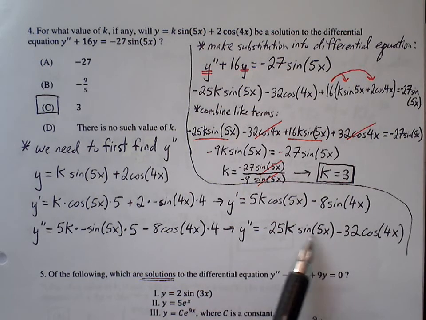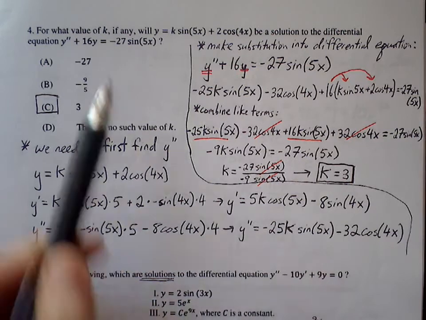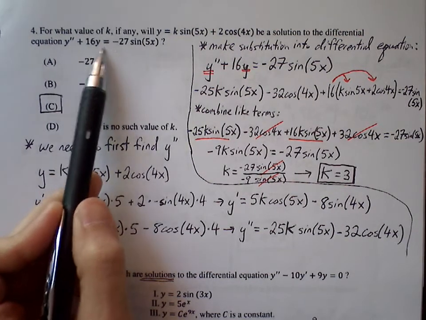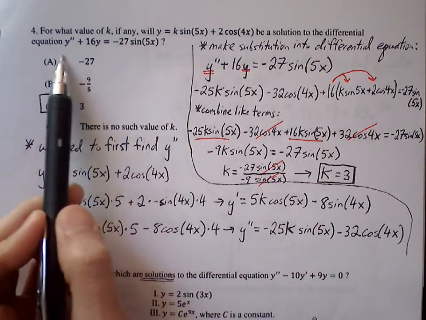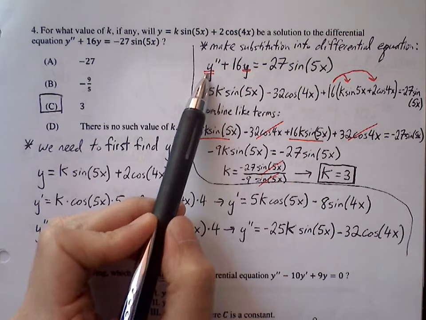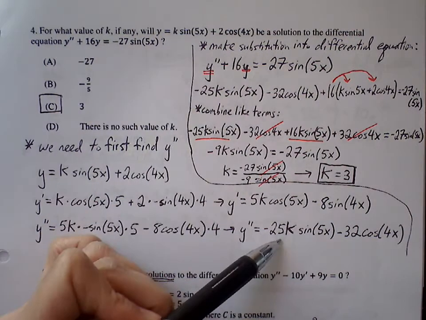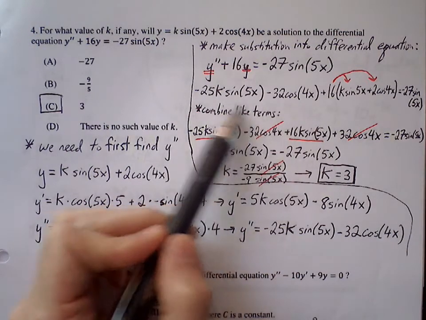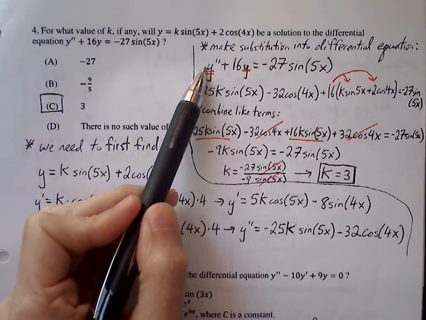So let's make our substitutions here. Let's see if we can replace all the y double prime and y in terms of x, and that should allow us to hopefully get k by itself, or solve for k. So y double prime gets replaced with this negative 25k sine 5x minus 32 cosine 4x. So all this is going to replace my y double prime.